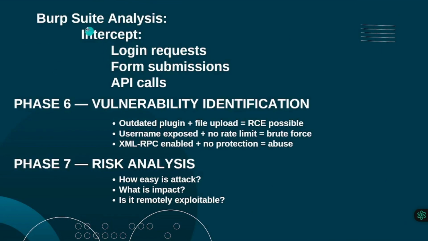Next is request analysis: intercept the login request, form submissions, and API calls. Next is vulnerability identification: outdated plugins plus file upload means RCE is possible. Username exposure plus no rate limit, and XML-RPC enabled but with no protection, means the WordPress site can be abused. Outdated plugins combined with file upload functionality may lead to remote code execution. Exposed usernames combined with weak login protection may lead to brute force attacks.